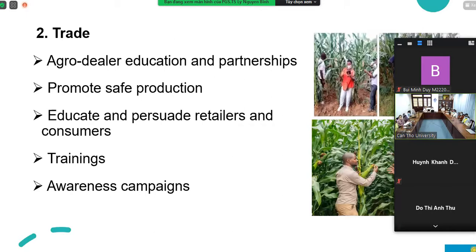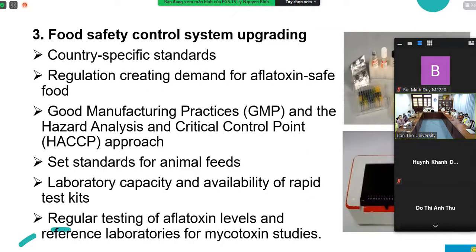We also have to implement food safety control system upgrading. There are some country-specific standards that Rwanda has implemented. There is regulation to create a demand for aflatoxin-safe food. So the population of Rwanda has to be aware of the food that is safe from aflatoxin. There are good manufacturing practices and the hazard analysis and critical control point approach.